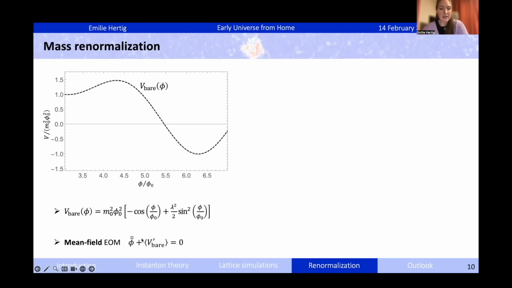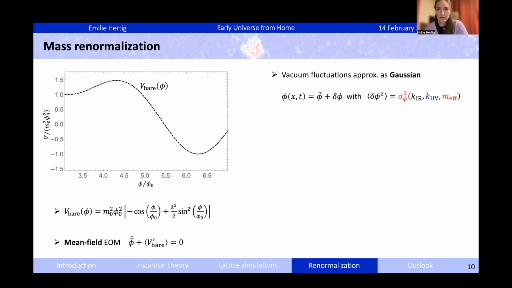To obtain an expression for this, let's consider our fluctuations. So as I said, in our simulations we approximate these vacuum fluctuations as Gaussian, and the variance of those fluctuations depends on the power spectrum that I was showing earlier. So it depends on both the effective mass of the field in the false vacuum and on our UV cutoff, as well as on our infrared cutoff, which is just the fundamental mode of our simulation. So those are the parameters that it depends on.